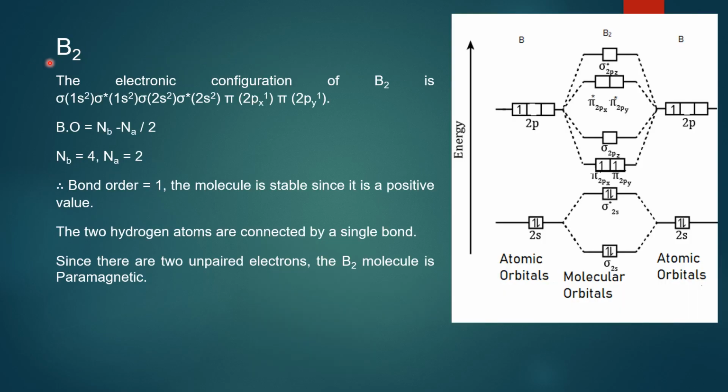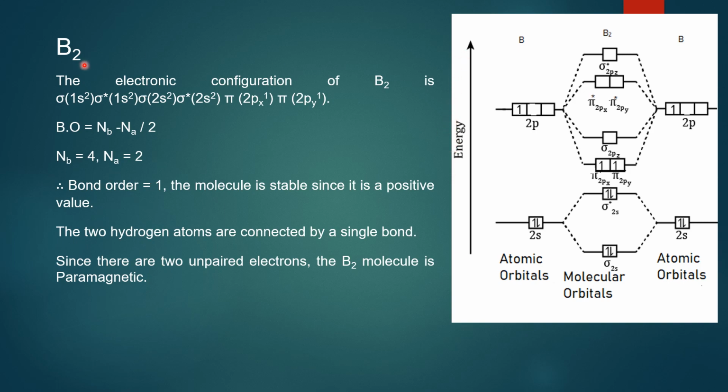One more example for a homonuclear diatomic molecule is the B2 molecule. It is formed by the overlap of atomic orbitals of both the boron atoms. The number of valence electrons of each boron atom is 3. In the formation of the B2 molecule, 3 valence electrons of each boron atom, that is 6 in all, have to be accommodated in various molecular orbitals in the increasing order of their energies.